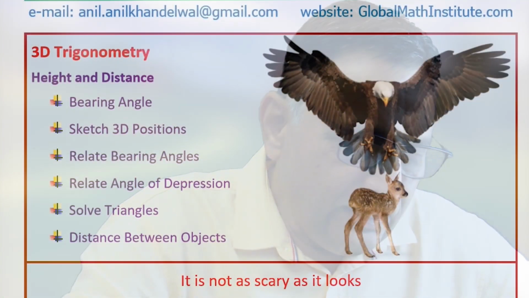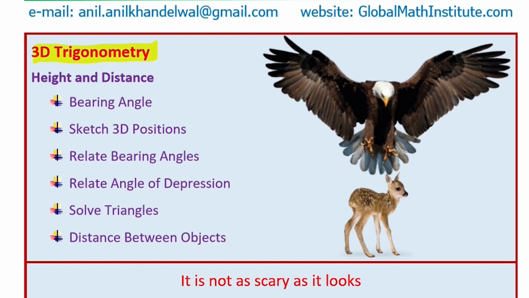So let us look into a 3D question and see how do we solve such a question from the very basics. Here, back to the classroom, we have a question which says 3D trigonometry. We'll try to solve a question based on height and distance. And we are going to learn about what are bearing angles, how do we sketch a 3D position of different elements, how do we relate the bearing angles and solve the word problems, what is the angle of depression, and then we will solve the related triangles to find distances between the objects.